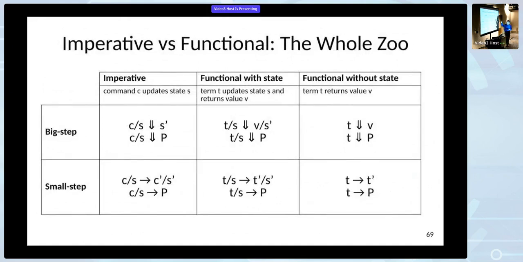Also, here's the whole zoo: you can do imperative, you can do functional with state, you can do functional without state. At the top, I always write the traditional one, and then at the bottom, the corresponding Omnisemantics one. And I think we've tried out all of these, and they all work fine. So in whatever of these cells your work is, you can use it.